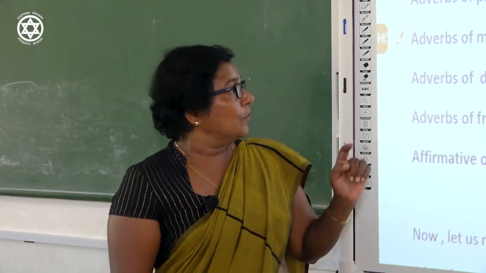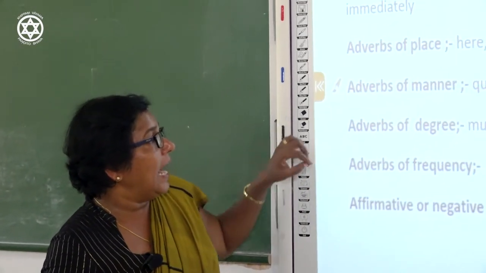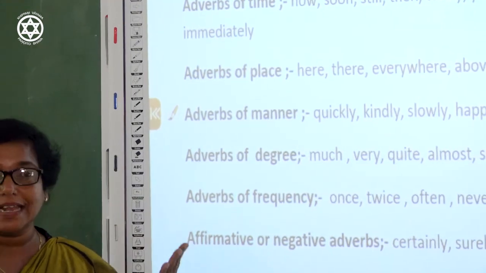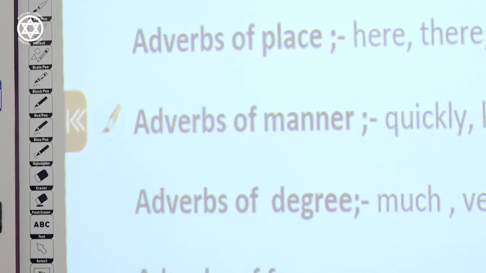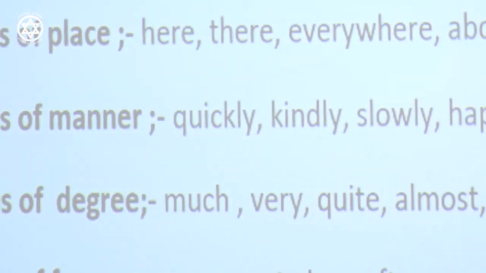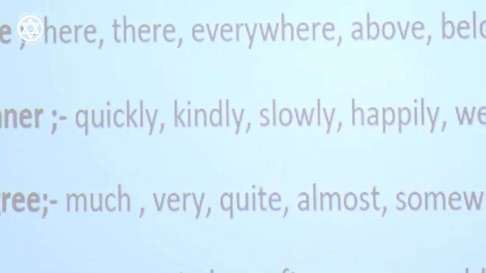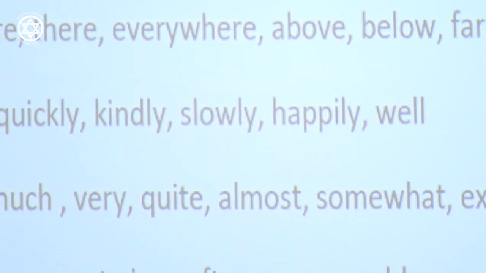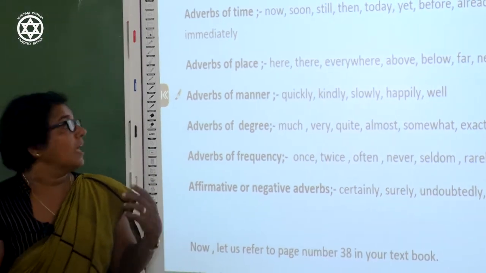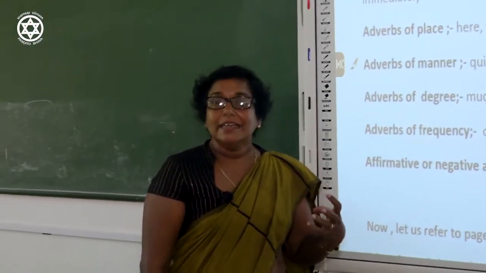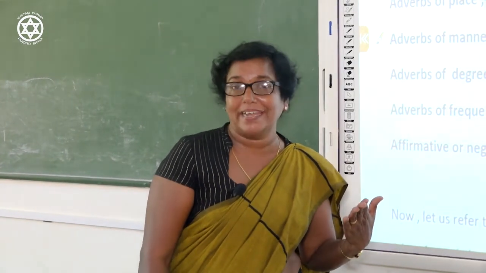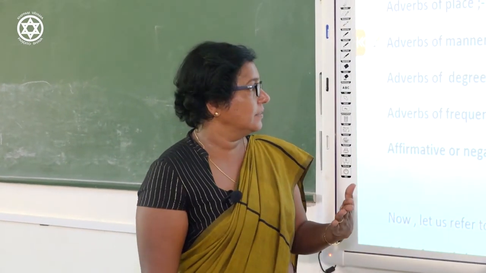Then we have adverbs of manner. Adverbs of manner are another kind of adverbs. I have given you some examples: quickly, kindly, slowly, happily, well. So what does it tell us? The adverbs of manner tell us how the action happens, in what manner the action happens.